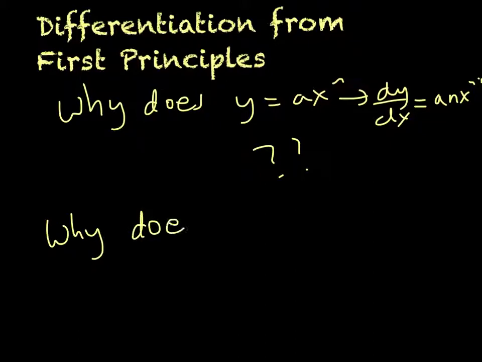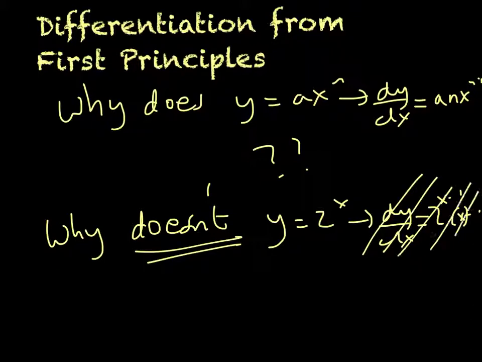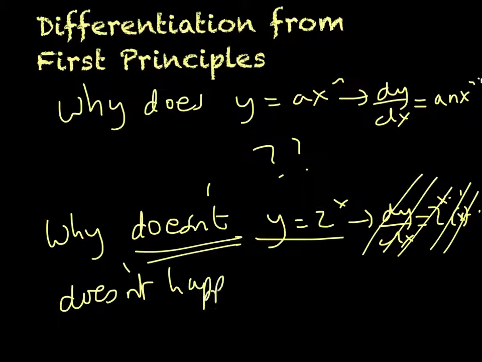But why doesn't y equal 2 to the x differentiate, for example, students write this all the time, to 2x minus 1 times x, so old power goes down, reduced power by 1? That doesn't happen when it comes to functions like this. It doesn't happen when you've got y equals sin x. This in fact differentiates to cos x.